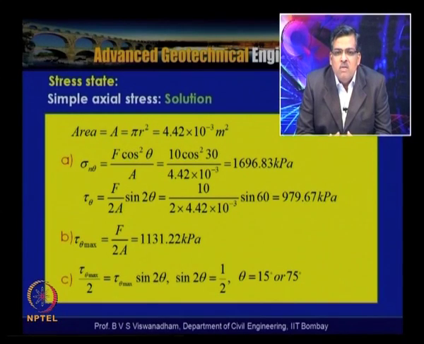if it is horizontal, which is 45 degrees, tau theta maximum is equal to F by 2A. So, F is nothing but here 10 kilonewtons divided by 2 into 4.14 to the power of minus 3, which we have got as 1131 kilopascals.